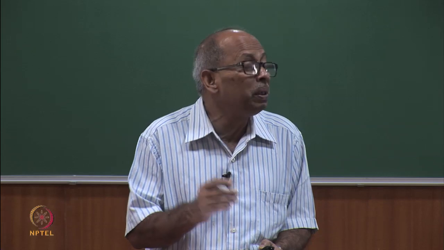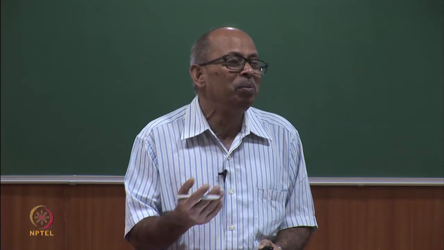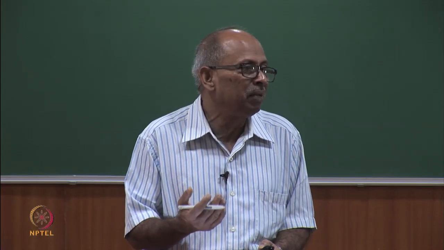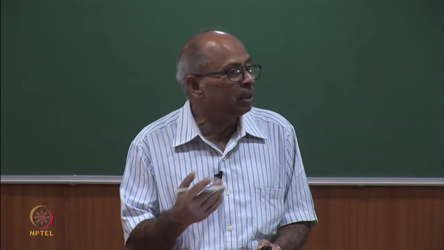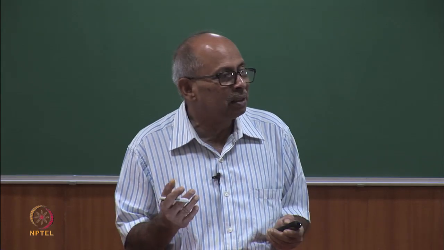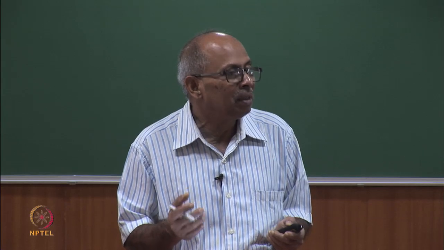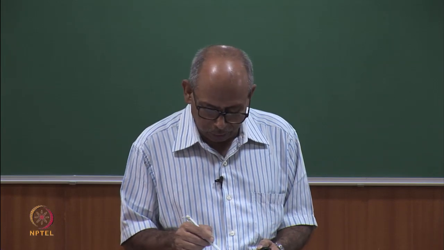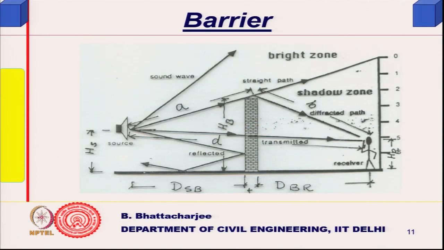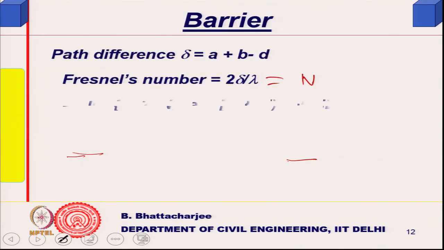You should be taking the least path difference, which will be your conservative design. The largest path difference will actually increase the delta. You want to take the least delta. So, that is how we can do the barrier design in this manner.